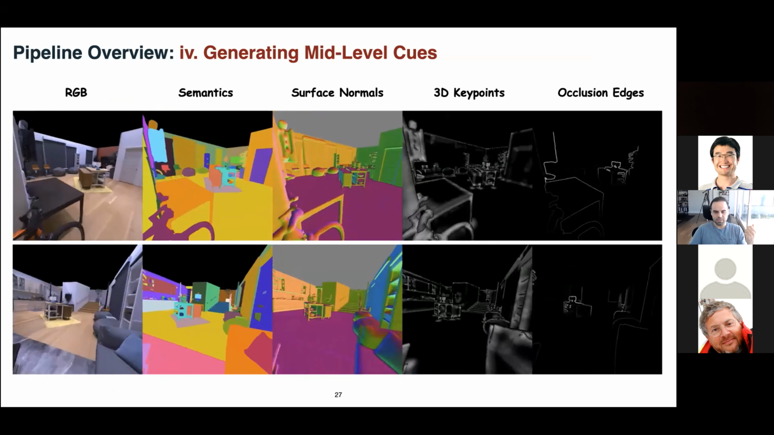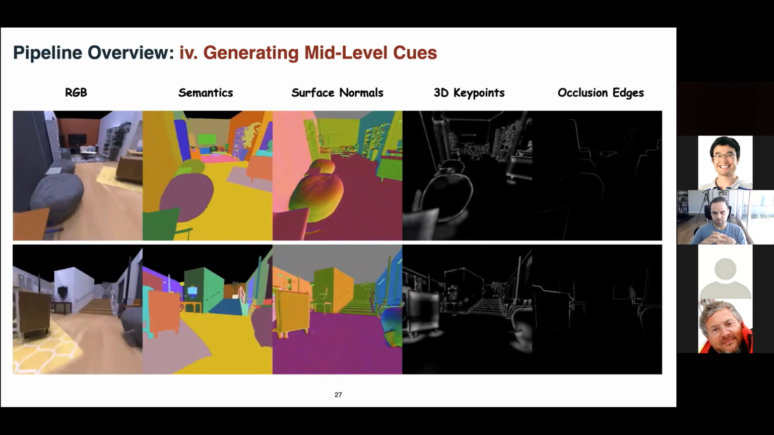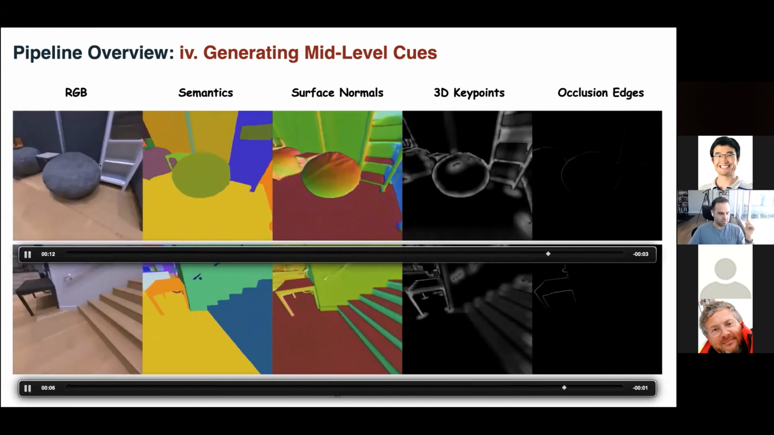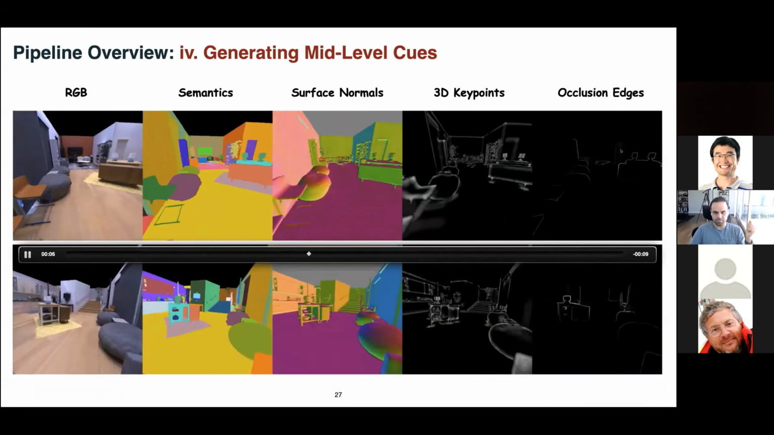So this is basically what it looks like for a subset of those tasks. We have the same tasks that we had in Taskonomy, 20-ish, but this is showing a subset of them. So I can see that now we have a set of RGB frames rendered, and aligned with that we have the semantics and surface normals, 3D key points, occlusion edges, and so on and so forth.